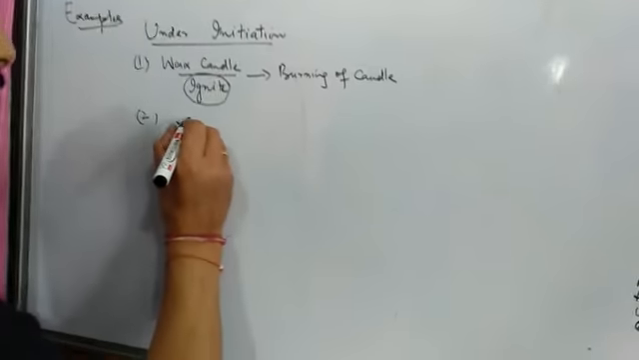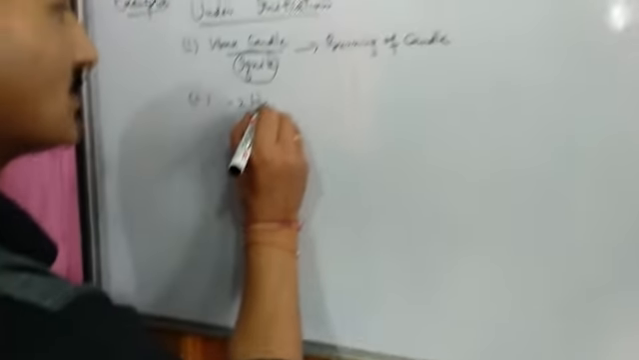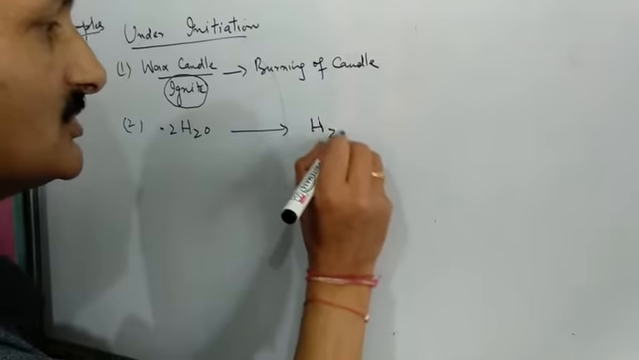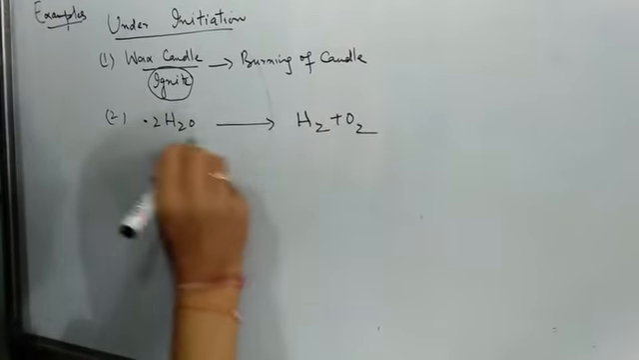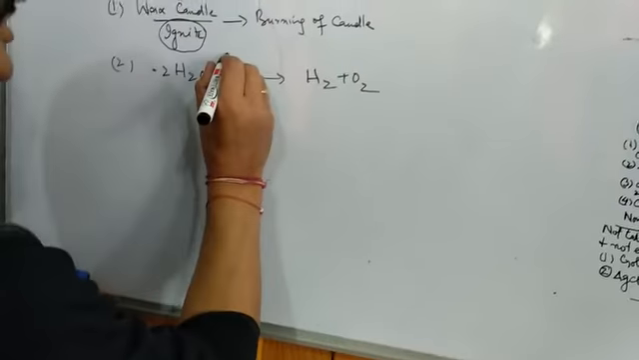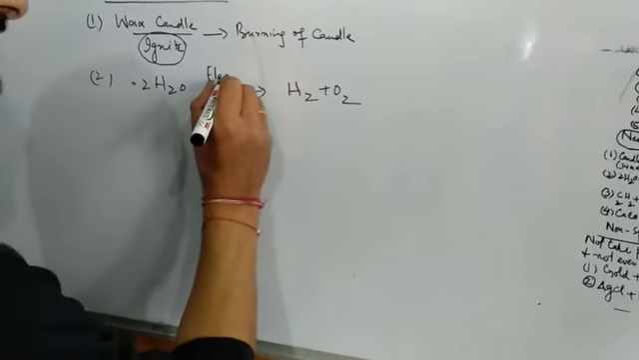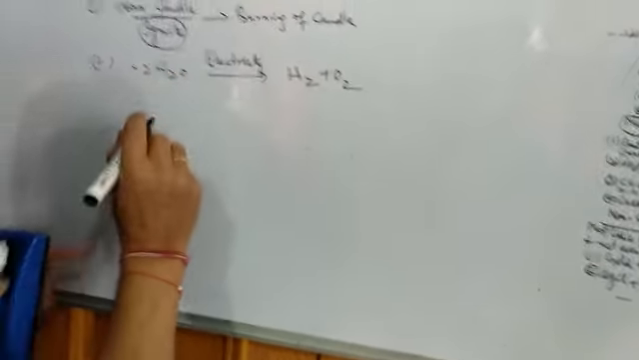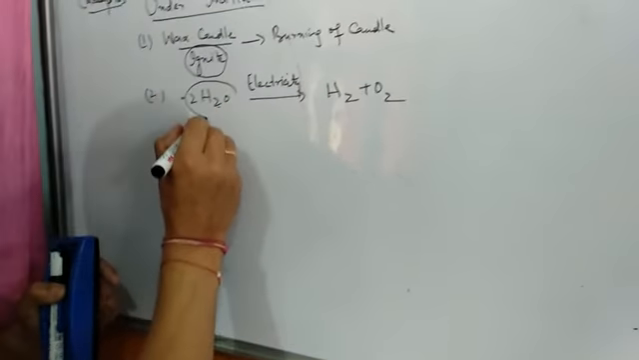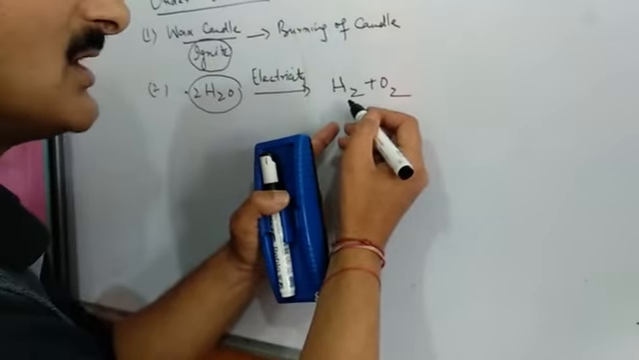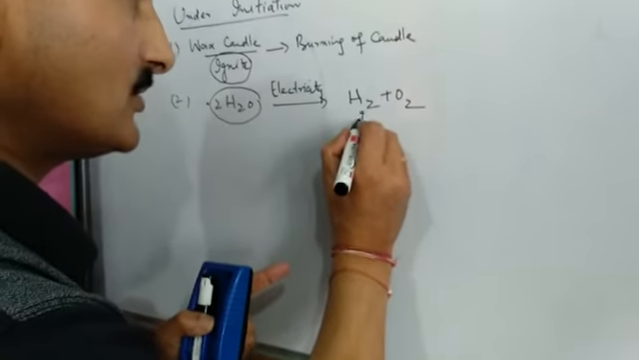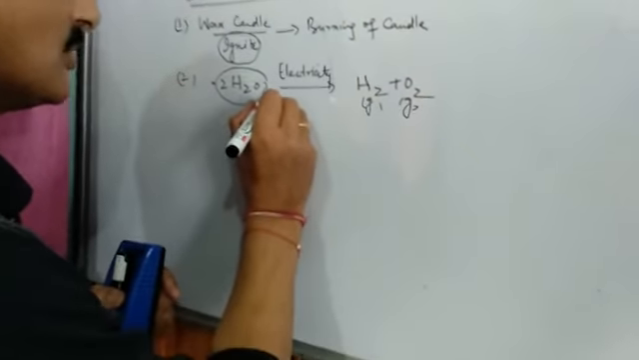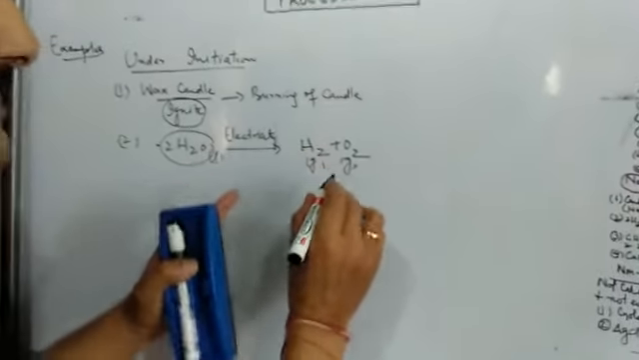Similarly, the electrolysis of water. This is electrolysis of water into hydrogen and oxygen. This also requires some initiation, for example, electricity. This electricity is initiation. So water does not get electrolyzed into hydrogen and oxygen on its own. These are two gases. This is liquid water. So this process is spontaneous but under initiation.